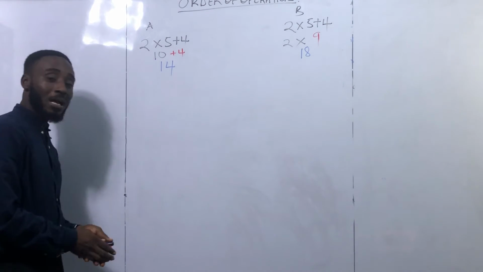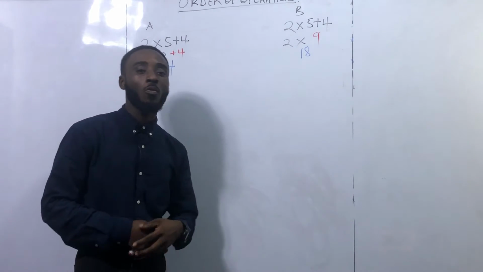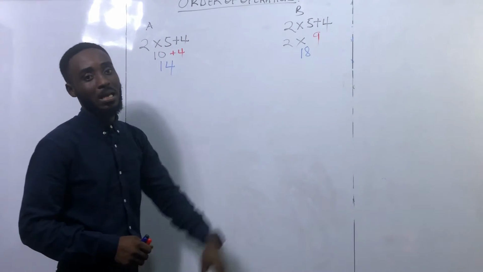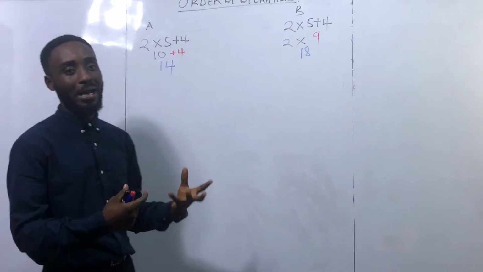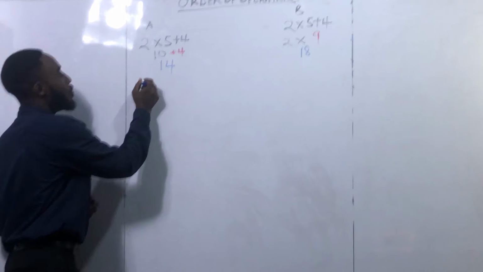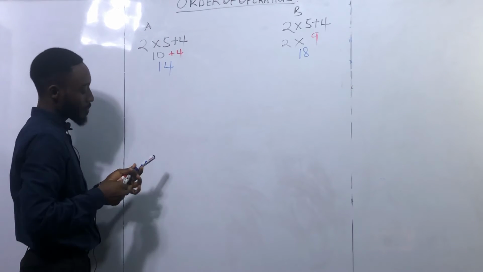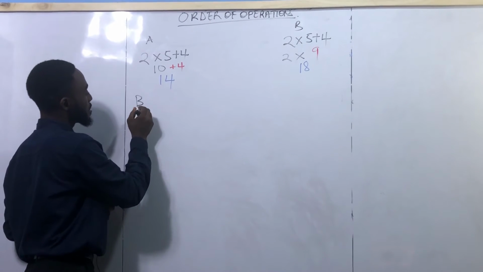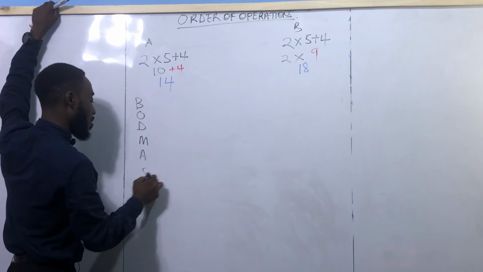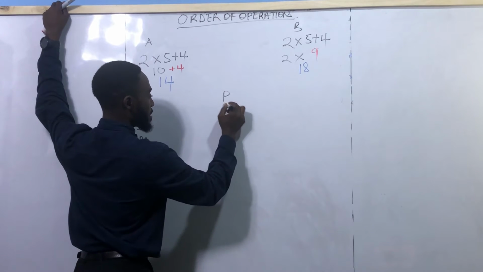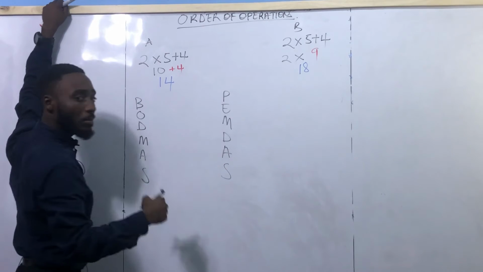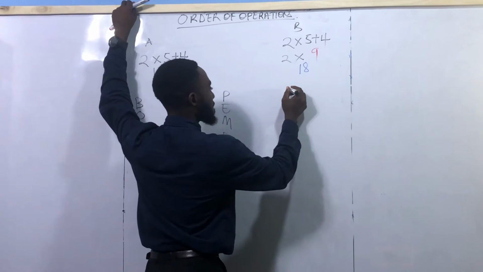So it now makes us put in a system in place where we all arrive at the same answer. So that's what we call the order of operations. And there's a mnemonic to help you remember it, depending on the country you are coming from. You usually come across BODMAS, or you see PEMDAS, or in some countries you may even see BODMAS.